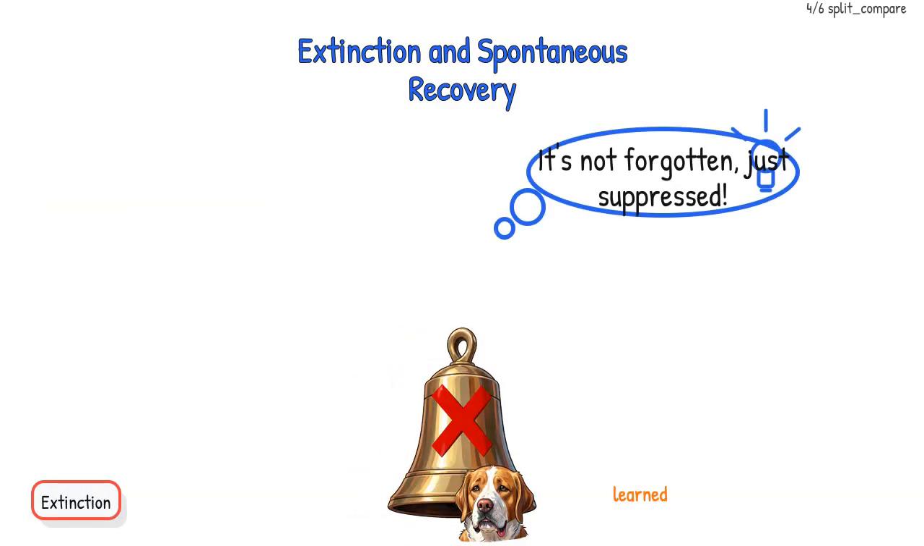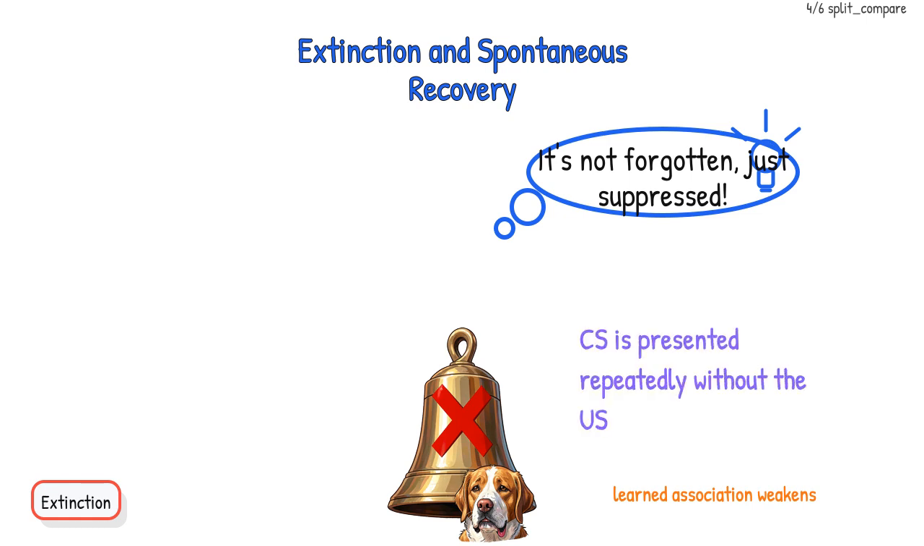Extinction occurs when the learned association weakens. If the CS is presented repeatedly without the US, the CR gradually diminishes. For example, repeatedly ringing the bell without giving food leads to less and less salivation.